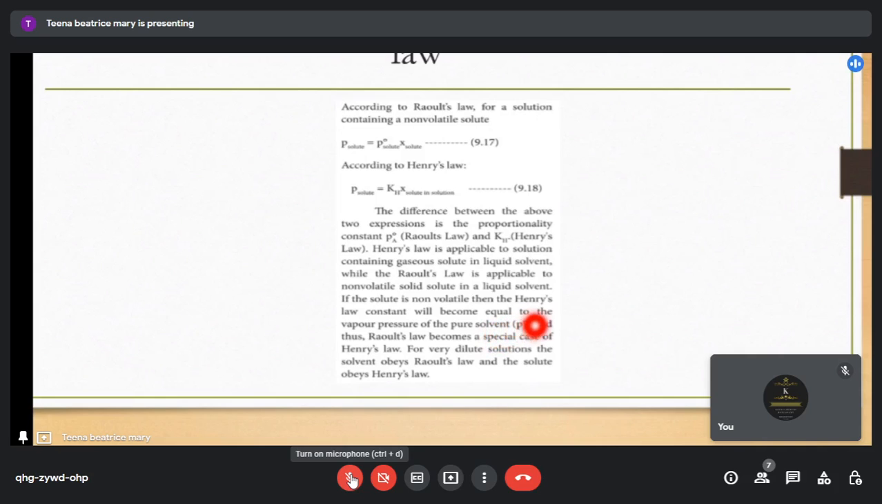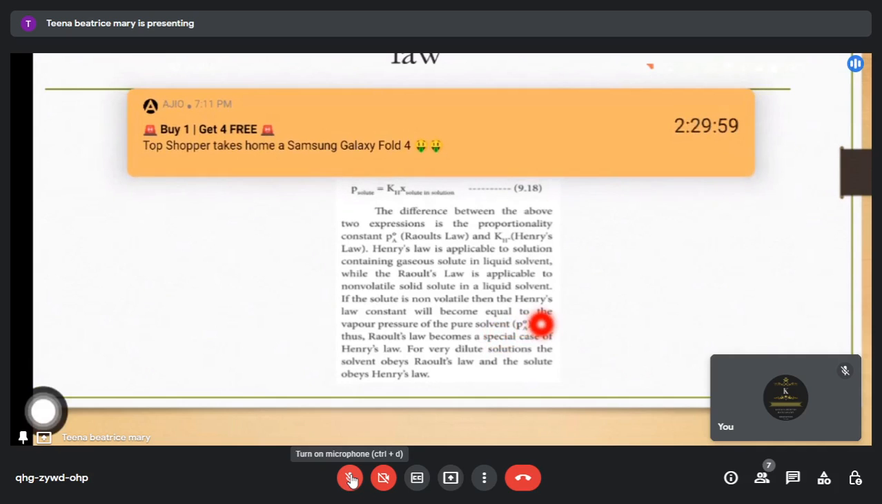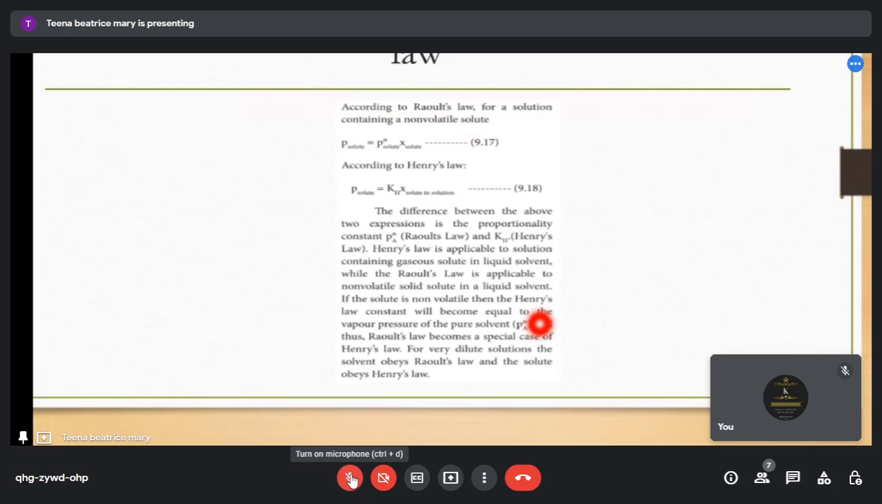So this is for very dilute solutions: the solvent obeys Raoult's law and the solute obeys Henry's law. This is the thing regarding Henry's law and Raoult's law. So it's the vapor pressure. In Henry's law, the vapor pressure is directly proportional to the mole fraction, and here it is equal to the mole fraction in accordance with Raoult's law.